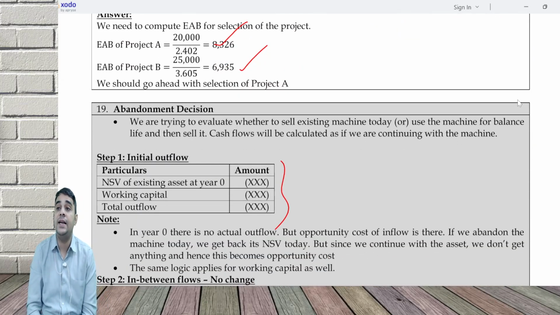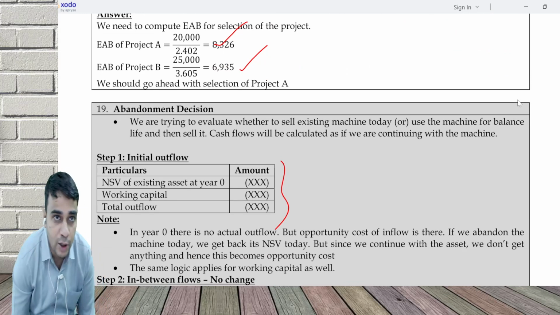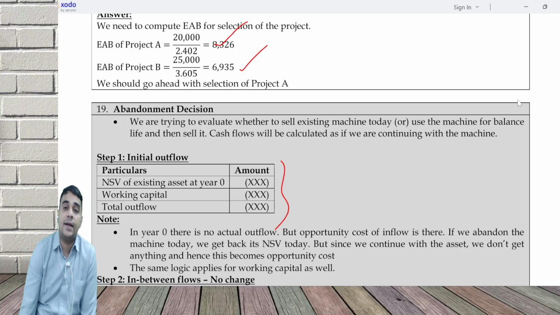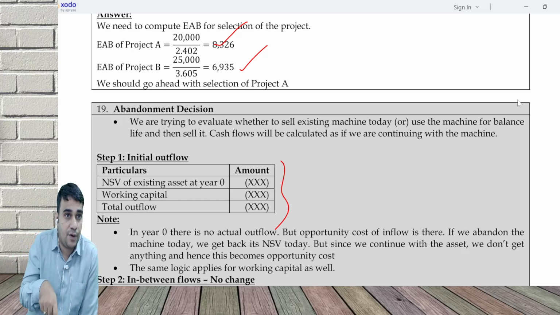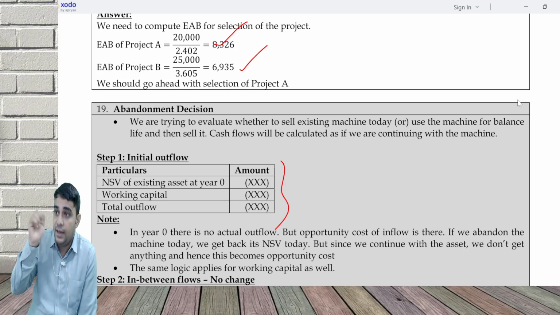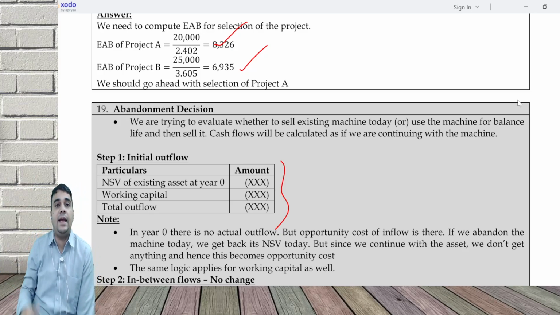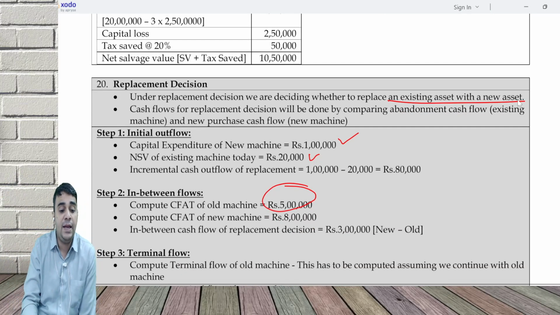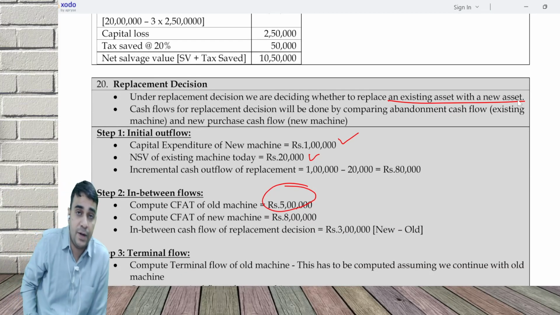Abandonment decision is deciding whether to give up my existing car or not. Technically, there is no outflow, but opportunity cost. What is opportunity cost? NSV of the car today and working capital block today. You do your in-between flow in the normal manner. Terminal flow is NSV of the car again at the end of life. Recapture of working capital. NPV positive, continue with the car. NPV negative, please sell it. Then comes the replacement, which is a combination of new purchase and abandonment.